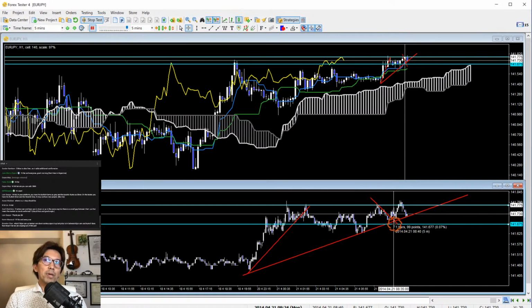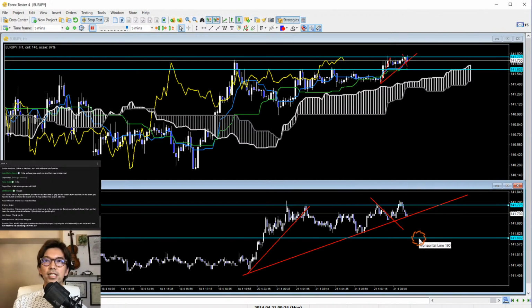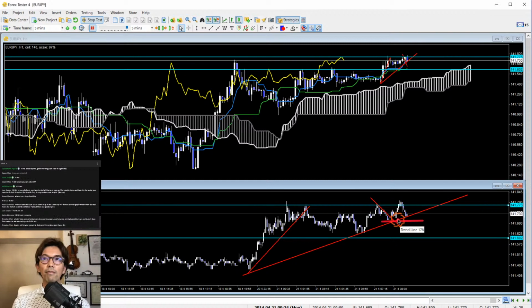So 10 pips might be too tight. I prefer to give it a little buffer, like 15 or 20. So realistically, I might be placing a stop here at 141.602, because this wave is too small. But anyway, if the price breaks this low downwards, then I will just exit. Even if I place a stop loss here, I will just exit.